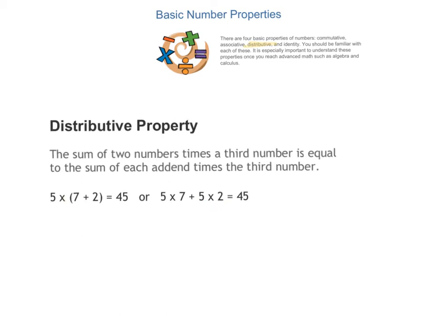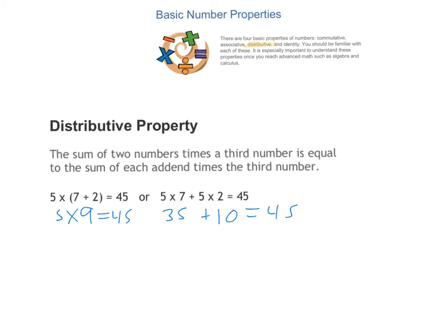Because if we did it this way, we'd solve 7 plus 2 is 9, 5 times 9 is 45. If we did it this way, again, we haven't talked about order of operations yet, but I want you to be familiar. We do the multiplication before the addition. Don't worry, we'll talk more later. 5 times 7 is 35. 5 times 2 is 10, plus together 45.